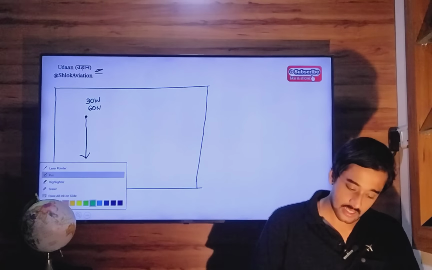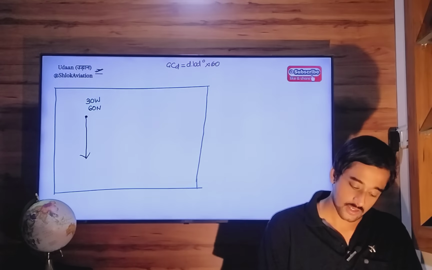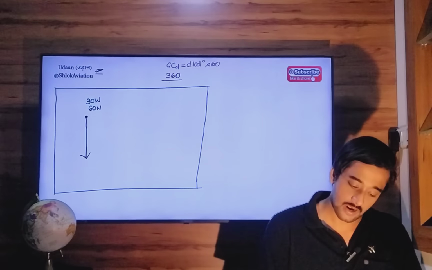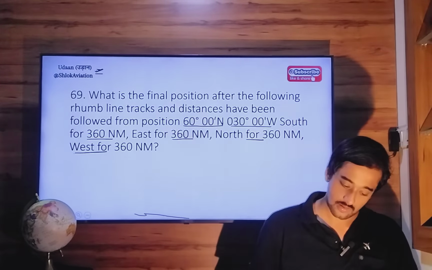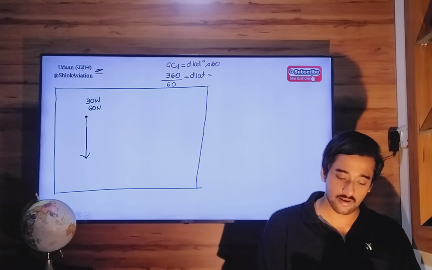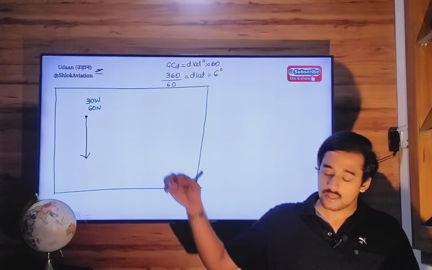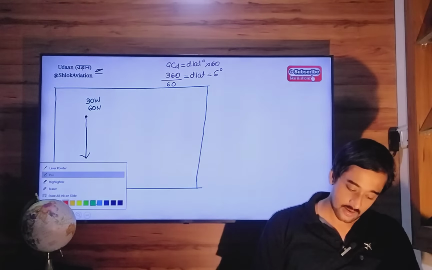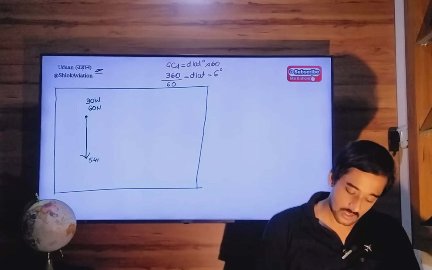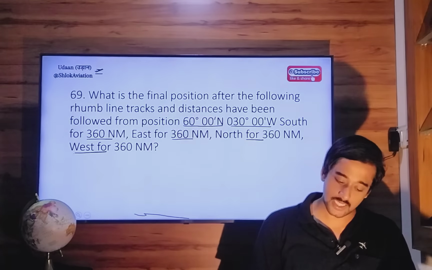So great circle distance is d lat in degrees into cos into 60. So distance is 360 divided by 60 equals d lat in degrees. So 360 divided by 60 is 6. So 6 degrees. So your final position will be 60 north minus 6 degree d lat, which will be 54 north, 30 west. From here you fly for another 360 miles east.